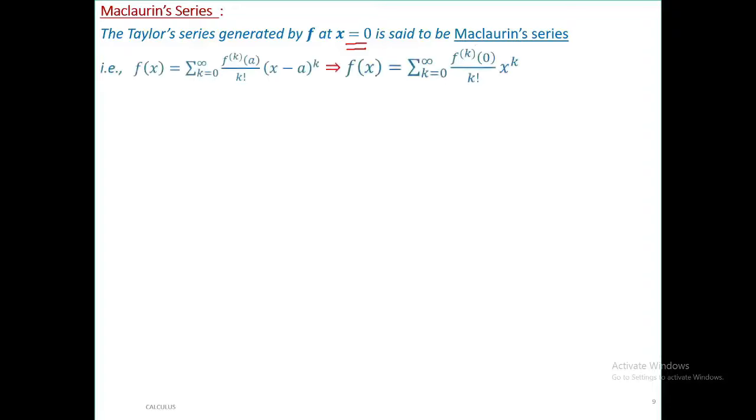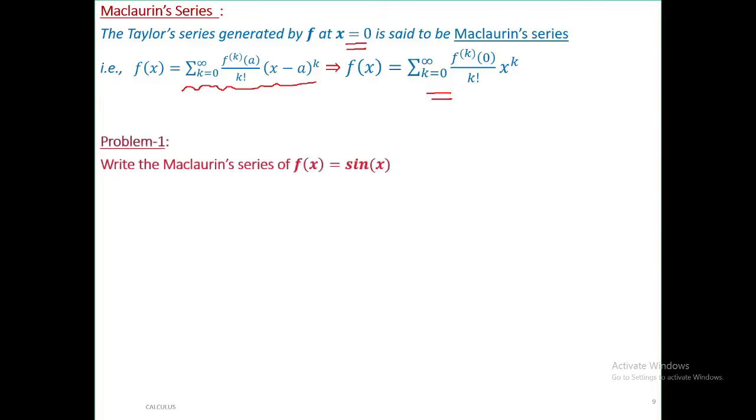Nothing else. So this is our Taylor series at x is equal to A. Now instead of A I have to substitute 0. Look, instead of A I am substituting 0. So x minus 0 whole power k means x power k. That's it. So this is the Maclaurin series expansion.